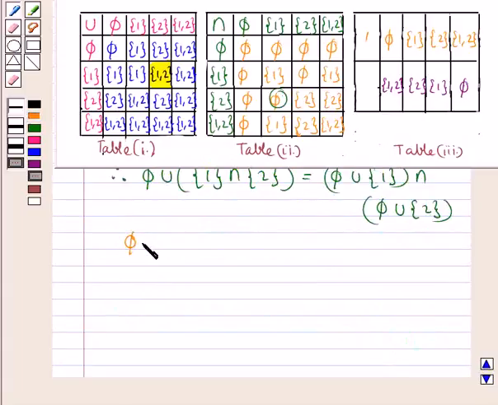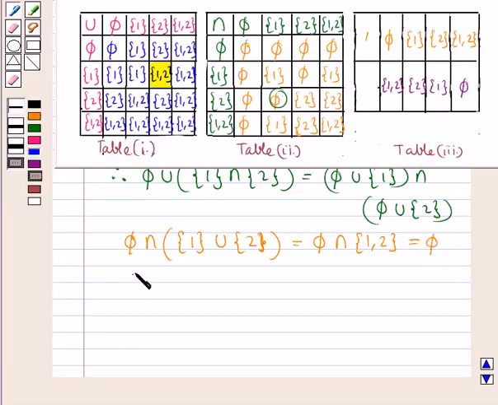Next consider phi intersection, singleton 1 union singleton 2, the whole. Now this is equal to phi intersection. From table 1 we have singleton 1 union singleton 2 is the set with elements 1, 2, and from table 2, phi intersection the set with elements 1 and 2 is equal to phi.